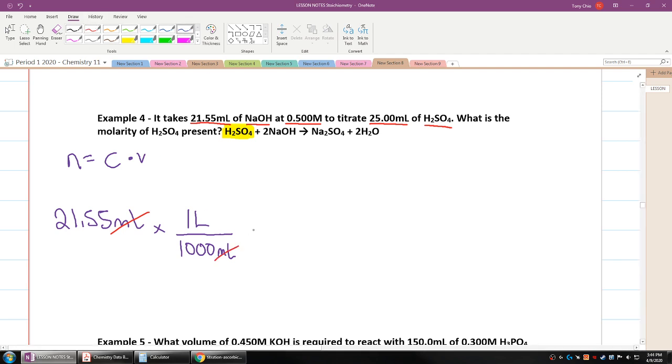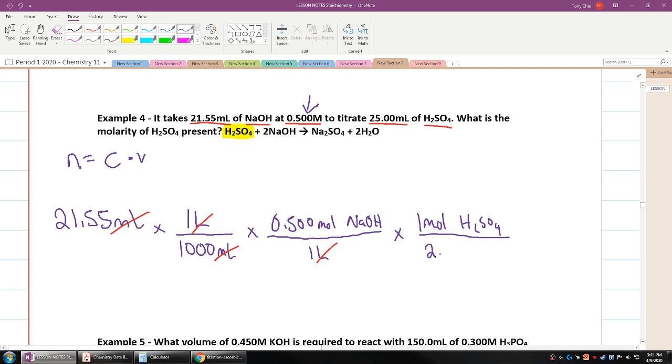Our next step is to get to our moles of NaOH using our concentration, which is 0.500 moles of NaOH over 1 liter. Now our liters will cancel each other out. Now I can cross the mole bridge. My mole ratio is 2 moles of NaOH to 1 mole of H2SO4, so 1 mole of H2SO4 over 2 moles of NaOH.